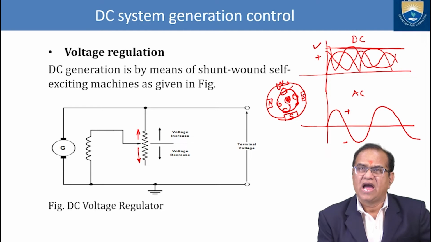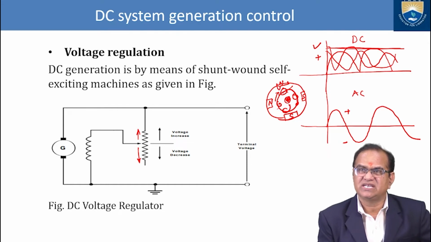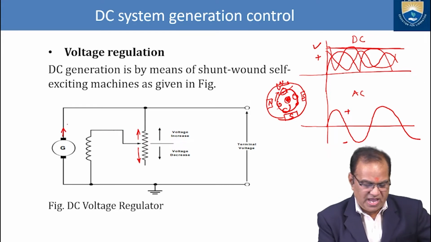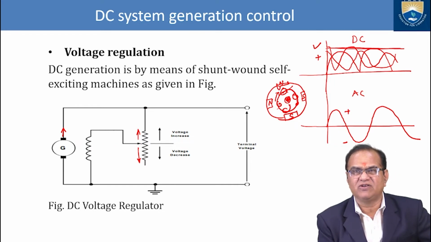So as and when we rotate this shaft, there is a change in magnetic flux. Due to the change in magnetic flux, current is generated inside each coil, and this is taken out from here, and this will go here, and this will pass from here, and there is a voltage regulator.